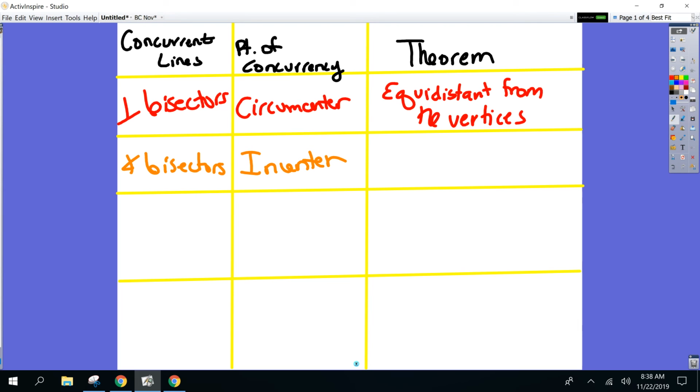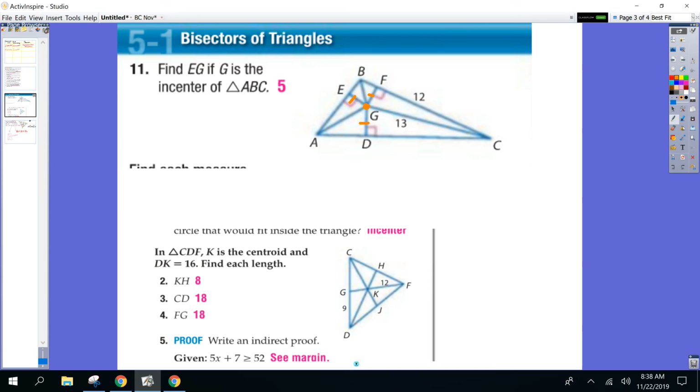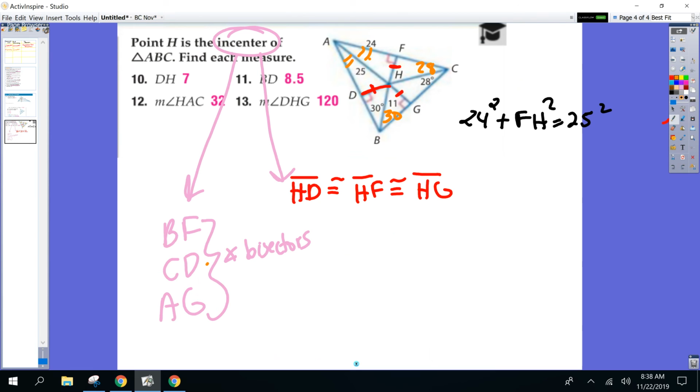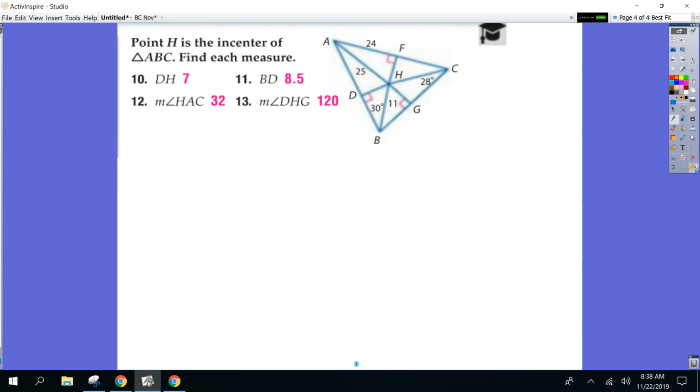So if you're looking at, for example, I may get asked this for homework. G is the in-center, meaning all 3 lines that go through G are what? This is a bad example. Let me do another one. Here you go. H is the in-center, meaning all these lines, BF, CD, and AG that go through point H, the in-center, all have to be what?